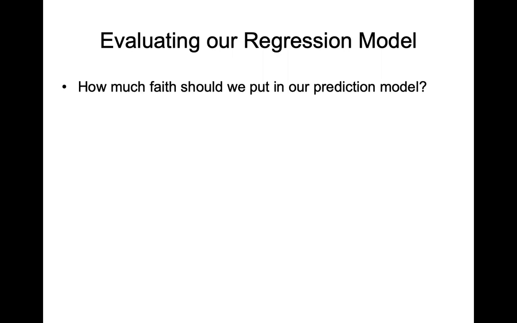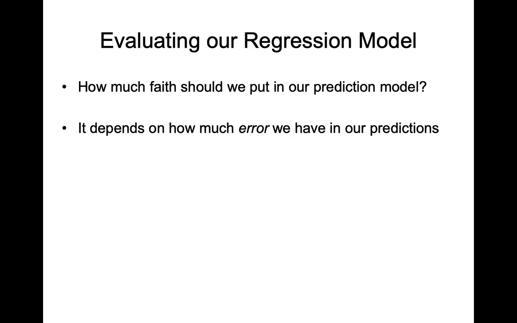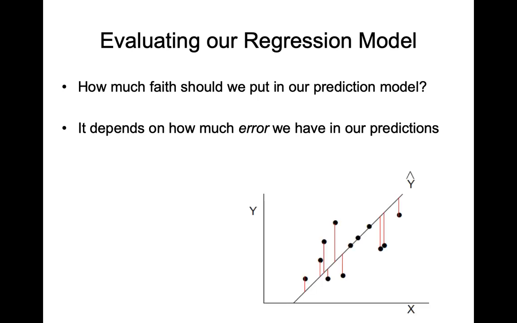Okay, so how do we evaluate our regression model? That is, how much faith should we put in the accuracy of our prediction model? It really depends on how much error we have in our predictions. The quality of our regression model is based on the strength of the association between X and Y. When X and Y are strongly correlated, the observations in our scatter plot, each person's X and Y scores, will cluster closely together in a straight line fashion. And that regression line is capturing that straight line association.